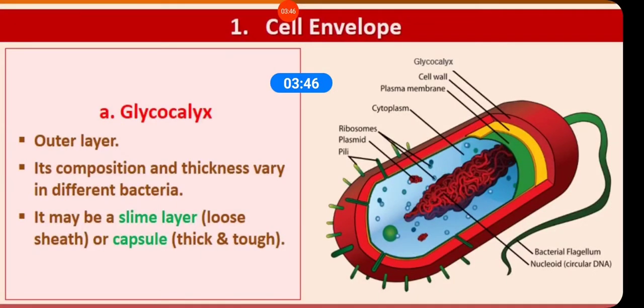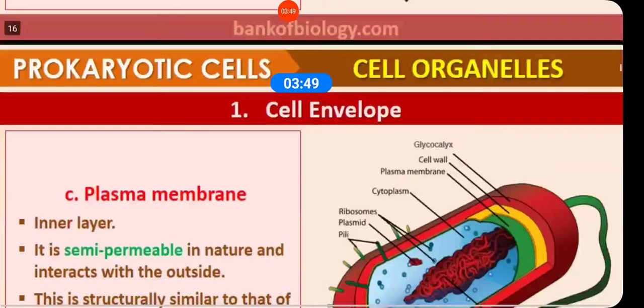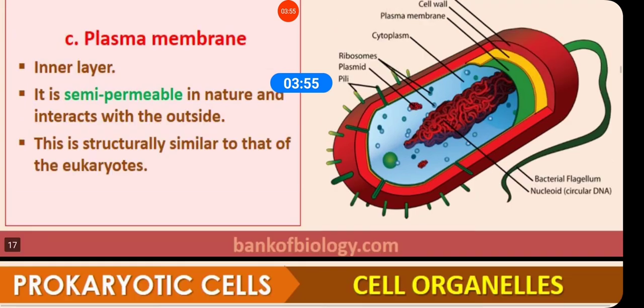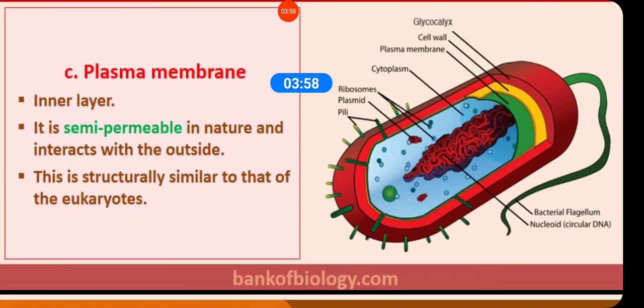Now if we come to the plasma membrane, this is glycocalyx, this is cell envelope, and this is plasma membrane. It is the innermost layer of the cell envelope. Coming from outside to inside: glycocalyx, cell wall and plasma membrane. It is semi-permeable in nature, and it is responsible for the interaction of the cell with the outside environment.